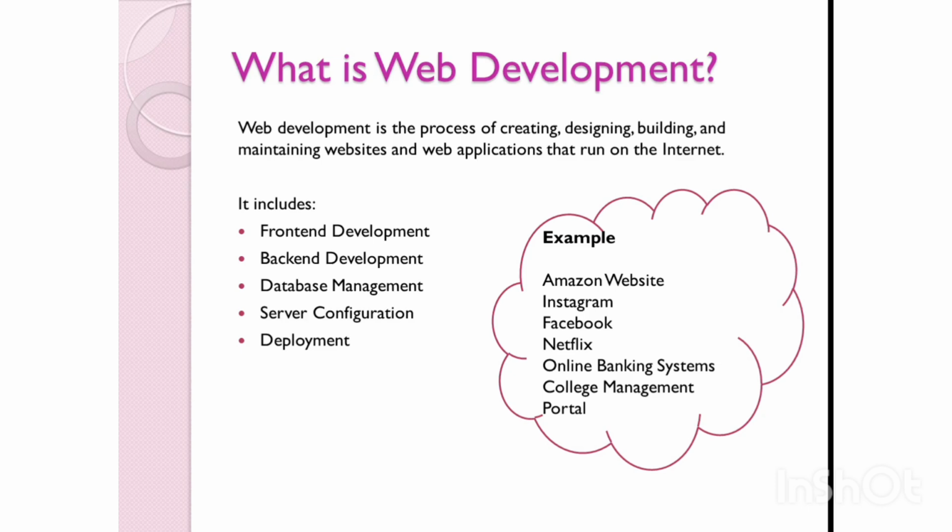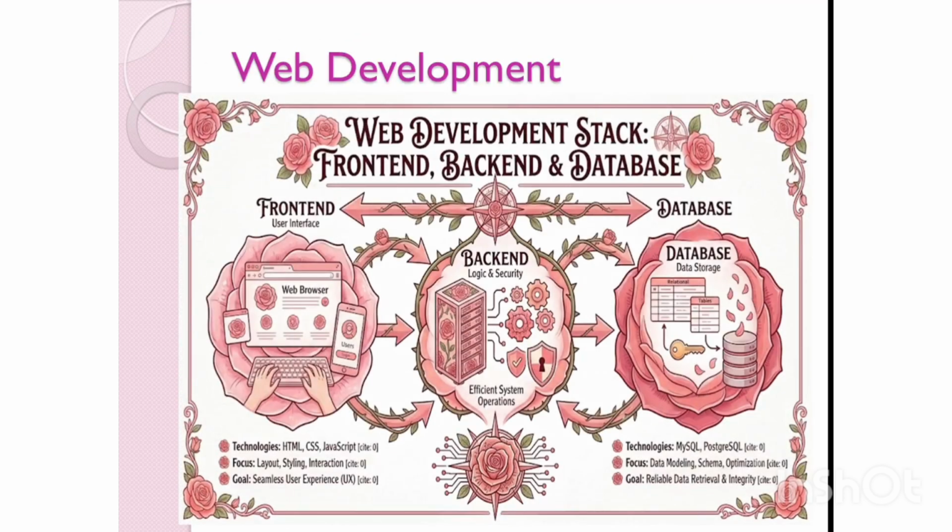Okay. Now let's understand the web development diagram. Although it looks technical, it is actually very simple. The process starts with the user. The user opens a browser and sends a request. The request goes to the web server. The server processes the request using a backend programming language like Node.js, Java, or Python. If data is needed, the server communicates with the database. The database returns the required information. Finally, the server sends the response back to the browser.